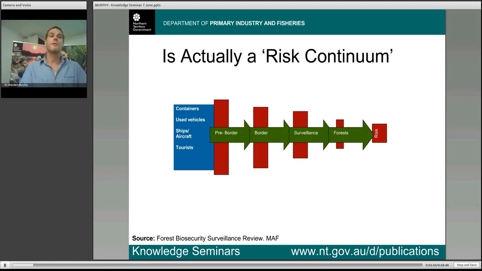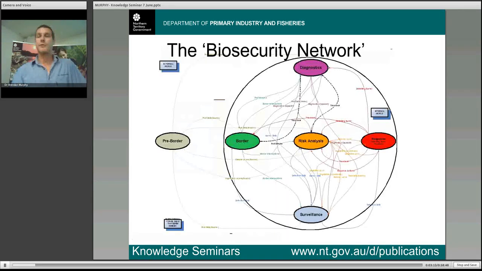So we have intervention points at pre-border, border, and by doing surveillance. And hopefully we try and mitigate the risk before pests actually get into the area that we're trying to protect, for example, forests or mango plantations or something like that. So I think it's a different way of looking at it. And I think, again, that's still not capturing what we should be looking at in terms of biosecurity.